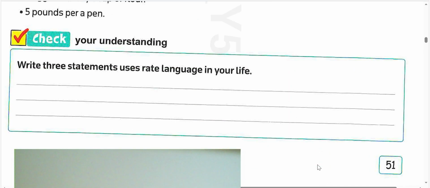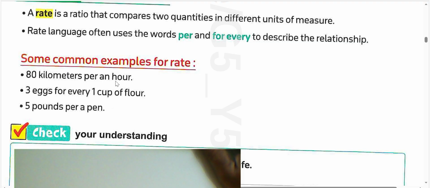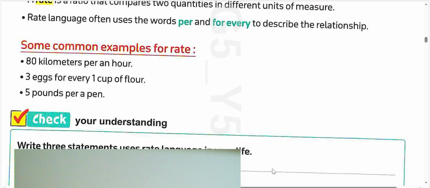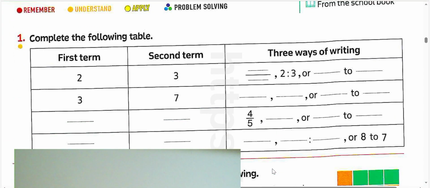Write three statements that use rate language in your life, like this: 80 kilometers per hour, or 90 kilometers per 3 hours, or 3 cups for every 1 cup of flour. You can change it to 4 cups for every 1 cup of flour. So the second will be 1.5 pounds, or 90 kilometers per hour. It's the rate comparing between two different quantities.